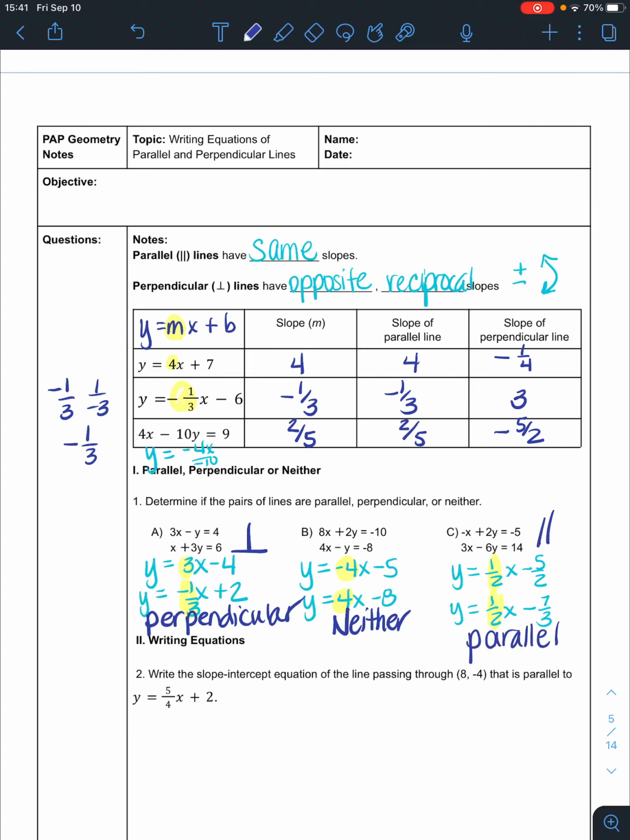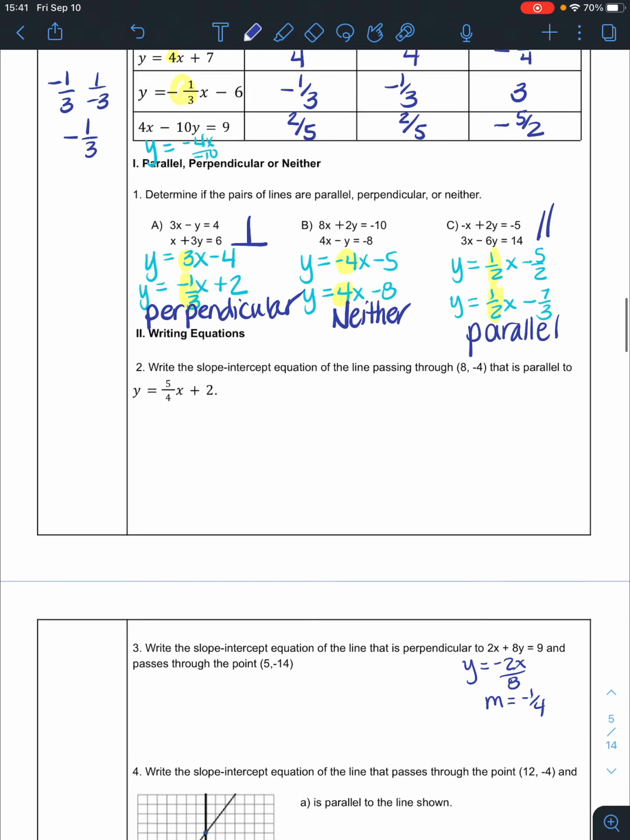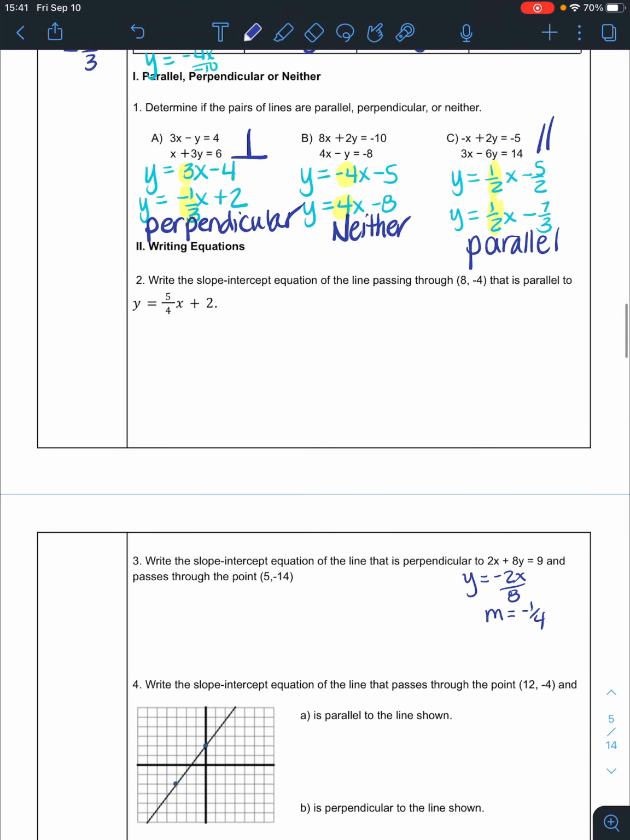Or with your symbols, remember it's like the double L in parallel. So how do you write the equation of a line that's parallel or perpendicular? Well, you do it just like we did the other day when we were writing equations of lines. We need a point and we need a slope.